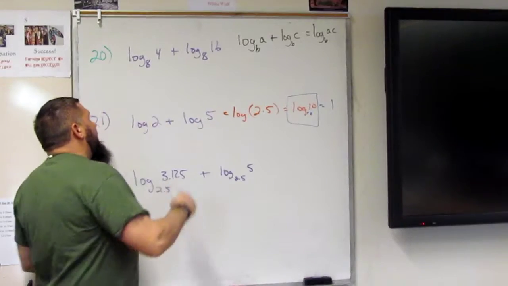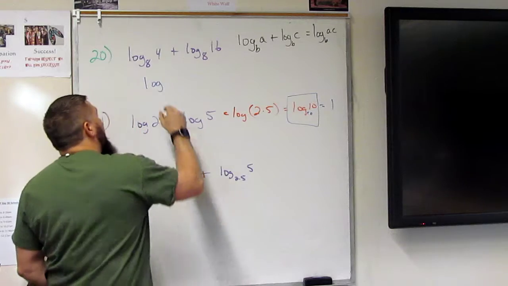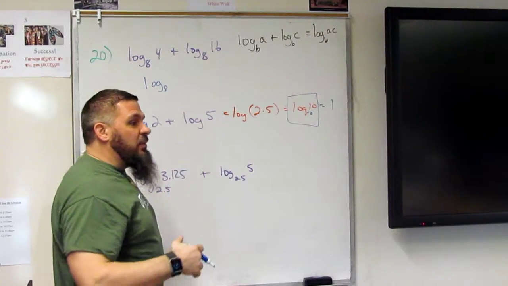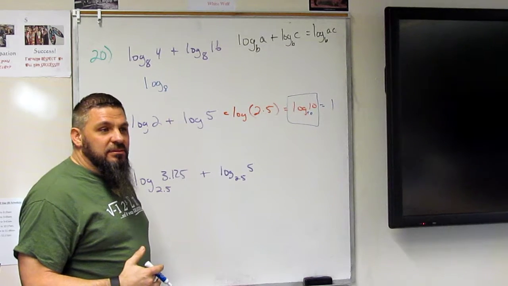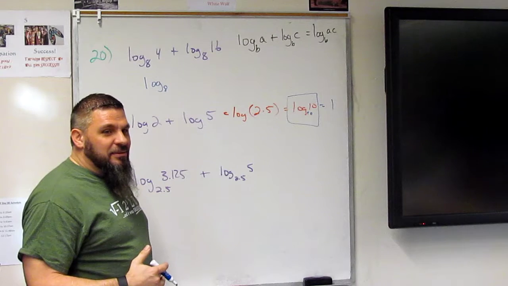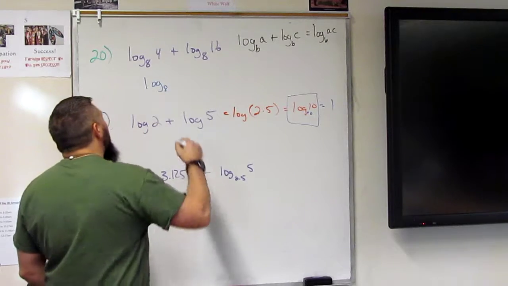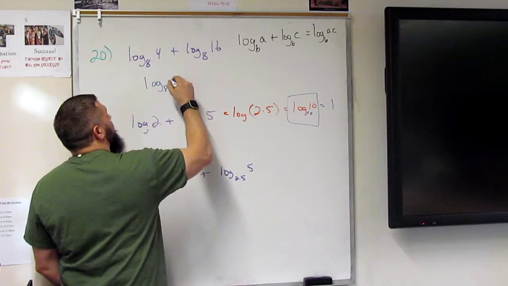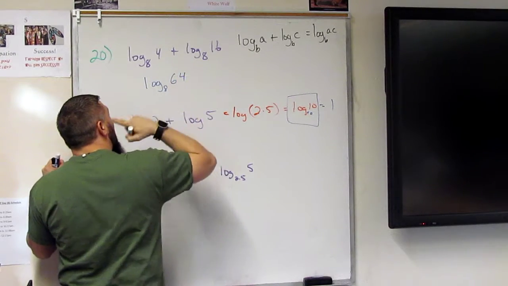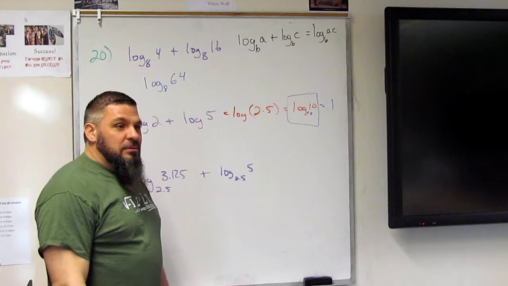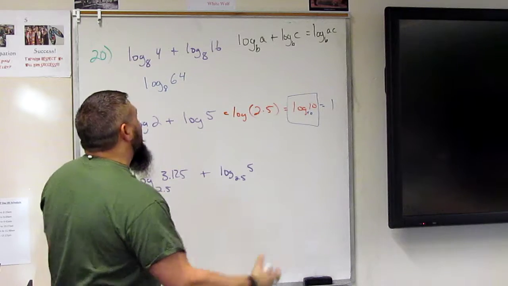This one, tell me what it is. Do they have the same base? As long as they have the same bases, then we multiply the numbers. So 4 times 16. Come on, people. 4 cubed. We talked about this number last week. 4 times 4 times 4 is 64, 2 to the 6th power.